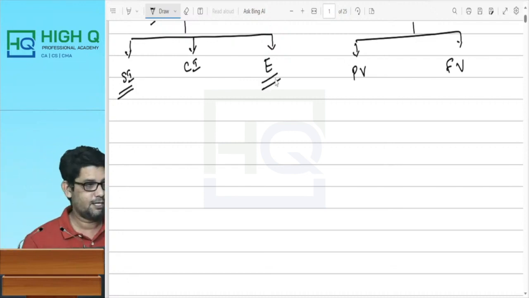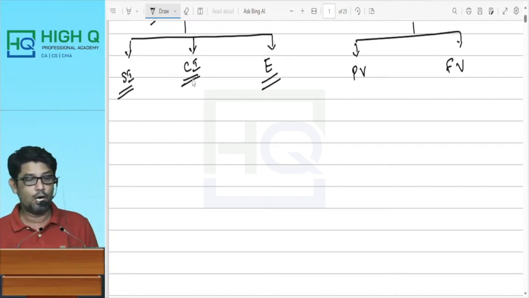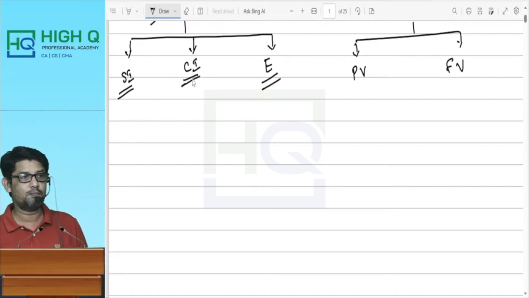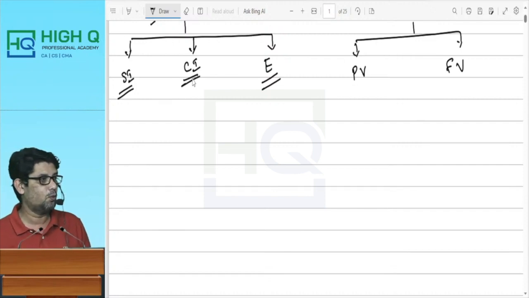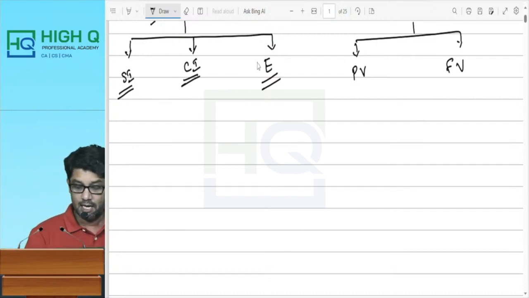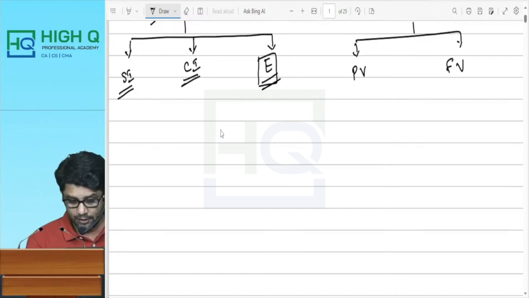Effective rate of interest is the third very important concept. I'll explain that concept, because many people know how to calculate effective rate of interest, but many of them don't know why to calculate it. I may talk about effective rate of interest. First, let me start with simple interest.